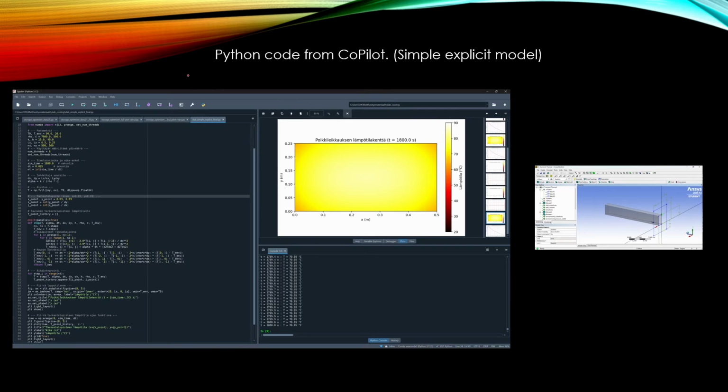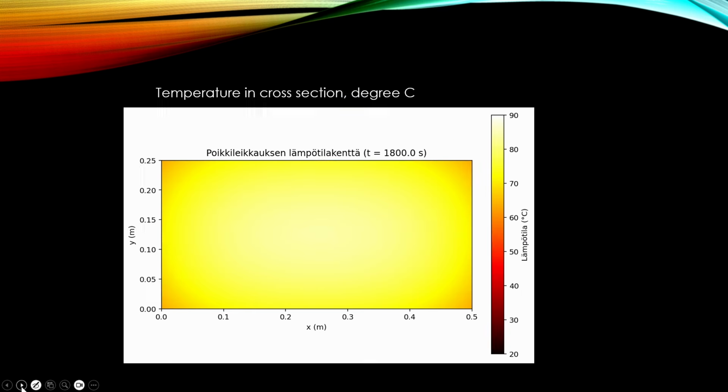Here is an example. I developed this Python code in Copilot. This is a so-called simple explicit model, and if we look at the results, we see that in the middle of this slab the temperature is almost the original value, 90 degrees C. In the corners we see much lower temperature, so it is slowly cooling down.